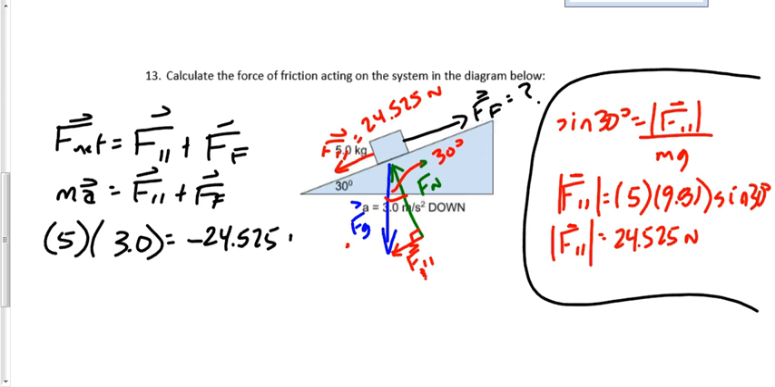24.525 plus FF, which is what we're looking for here. There's a small error somewhere here. Anybody tell me what it is? Yeah, we're going to make the 3 negative here. If we made the 24 negative down the hill, then 3 has to be negative as well because it's accelerating down the hill. 5 times 3 is 15, negative 15.